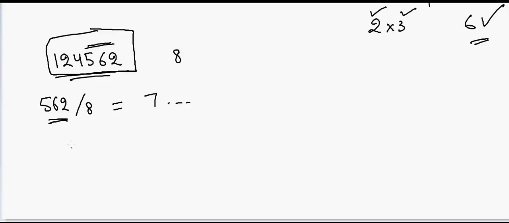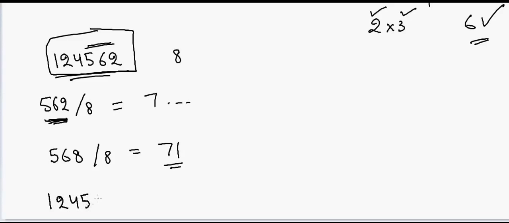How can I make it divisible by 8? By making these 3 digits divisible by 8. So if I have 568, that can be divided by 8, and we'll get 71. Therefore, if I change this number to 124568, then this number would be divisible by 8. So in that case it will work.